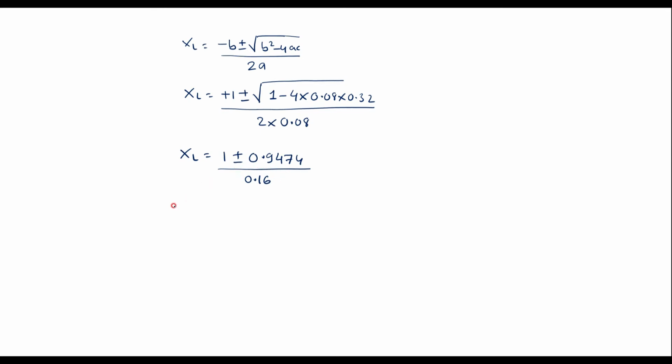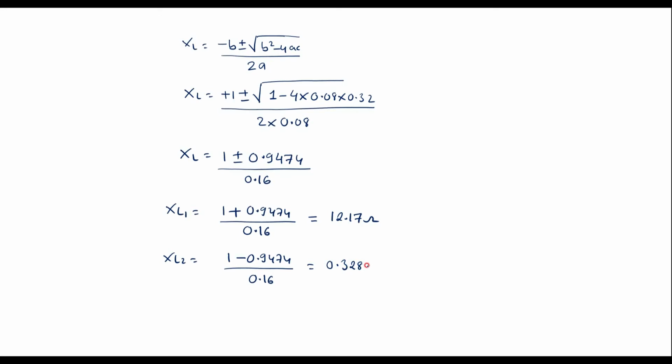0.16. So therefore, considering XL1 is equal to 1 plus 0.9474 divided by 0.16, we will get 12.17 ohm, and considering XL2 is equal to 1 minus 0.9474 divided by 0.16, we will get 0.328 ohm. Therefore, we know that XL1 is equal to omega naught L1.